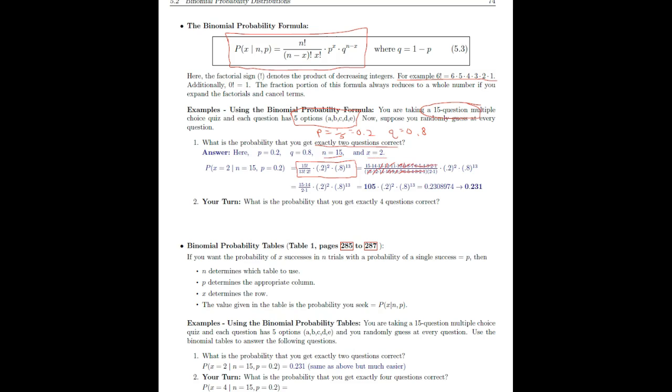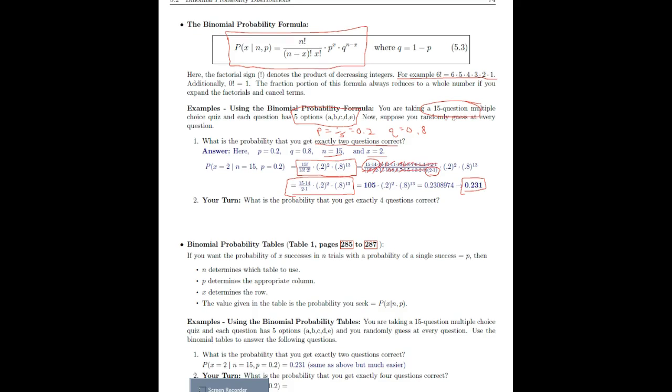15 times 14 divided by 2 times 1. And so you'll see that carried over down here, times 0.2 to the second and 0.8 to the 13th. So you plug all this into your calculator and it'll give you this probability right here, rounded properly to 3 decimal places. All right, so the probability of getting exactly 2 questions correct is 0.23. So you've got about a 1 in 4 chance of getting exactly 2 out of the 15 questions right, which would be really bad, of course.